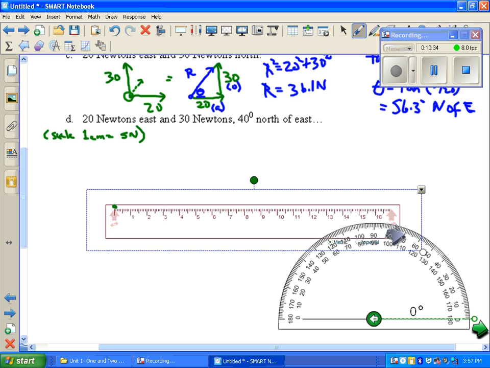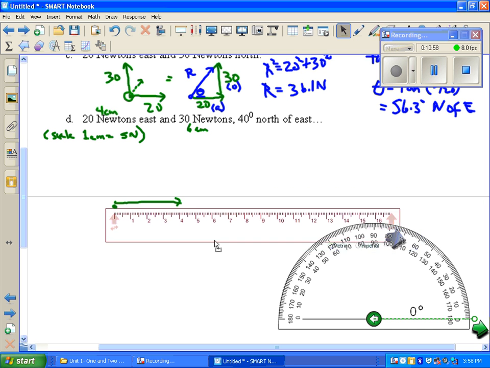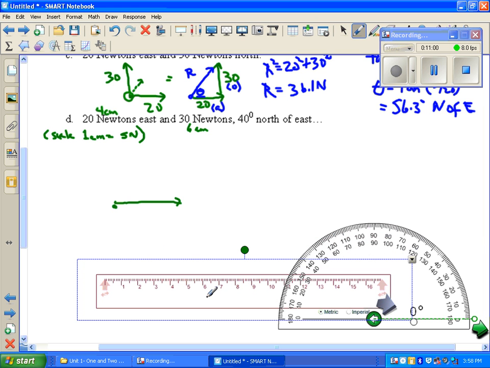All right, so for 20 newtons, I would have to make that 4 centimeters long. And 30 newtons is going to be 6 centimeters long if I use a scale of 5 to 1. So I'll draw the one going east first. It has to be 4 centimeters long. So I'll start here and draw 4 centimeters long right there. And then I will label that 20 newtons.